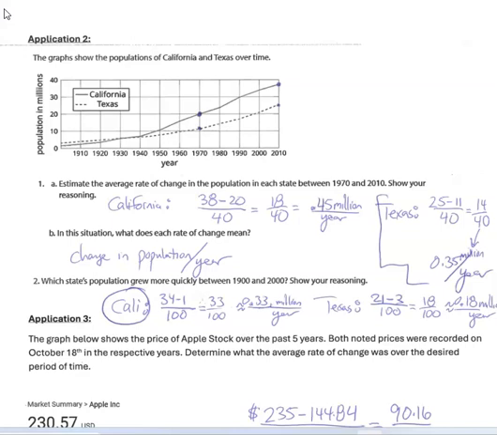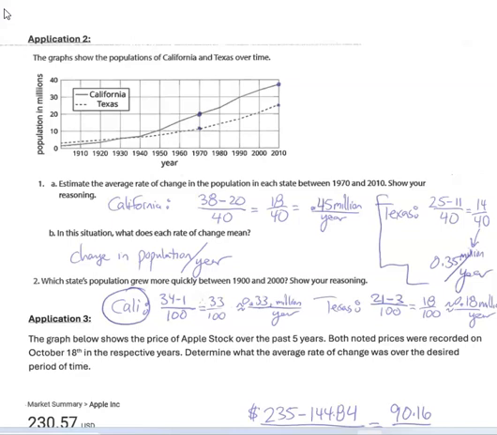For Texas, when we're looking at this, it's 25 million at the end. At the beginning, I thought that was about 11, so that's 14 million change, and that is over 40 years. And when you check that out, you find out that it is 0.35 million per year. In this situation, what does the rate of change mean? It's talking about the population change per year. Now, this does not necessarily mean that there's going to be exactly that amount per year, but we're looking at the average over 40 years.